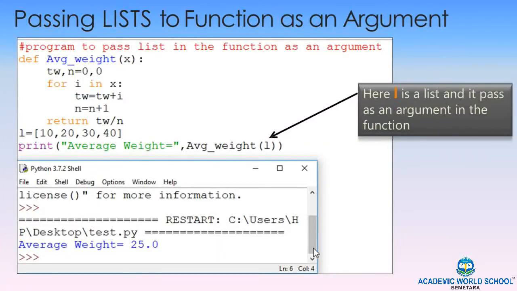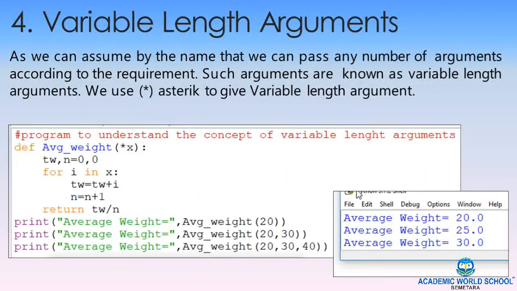This is a for loop to get one by one each value present in the variable length argument, and the sum operation is performed, and at the last the average weight is calculated. You can understand this by the output.